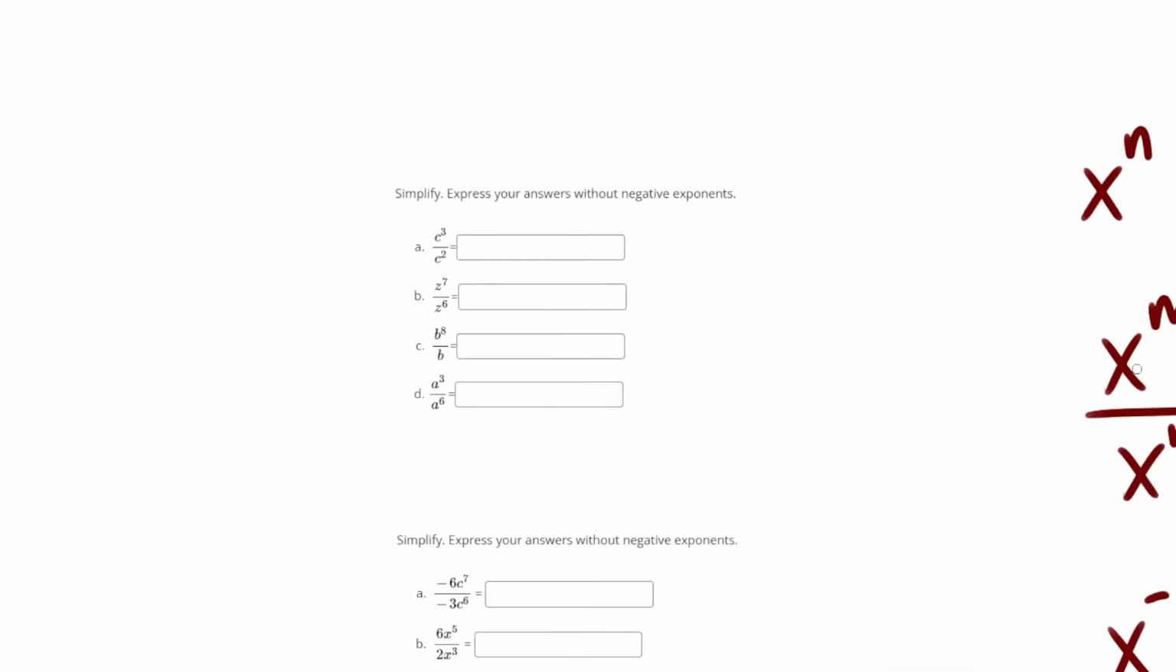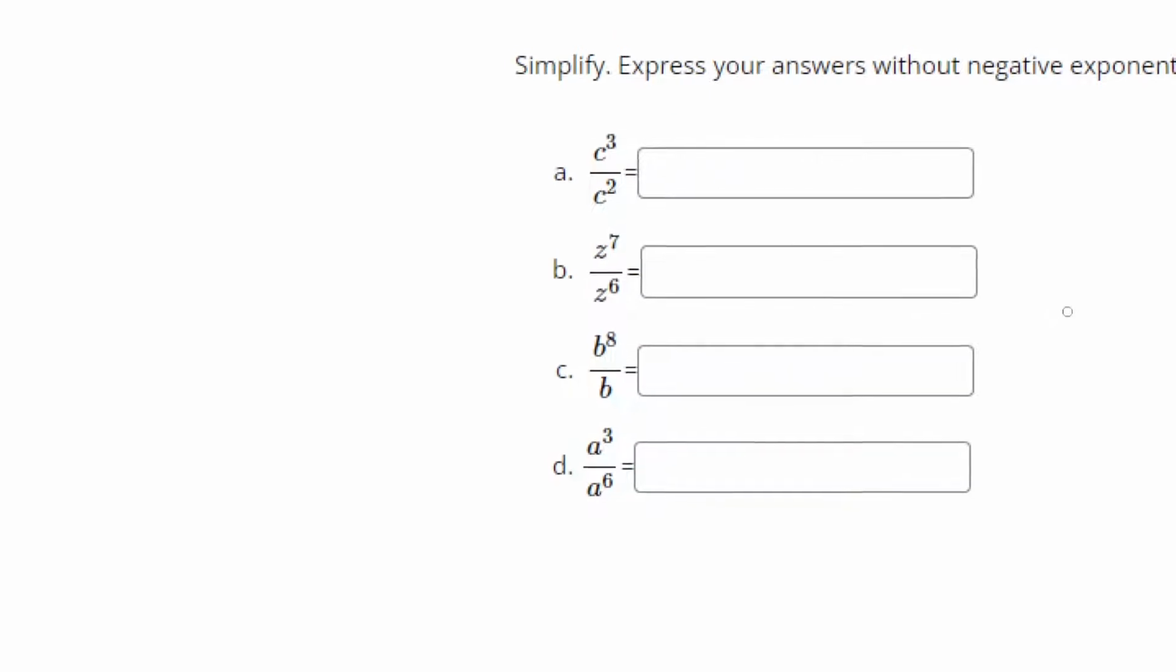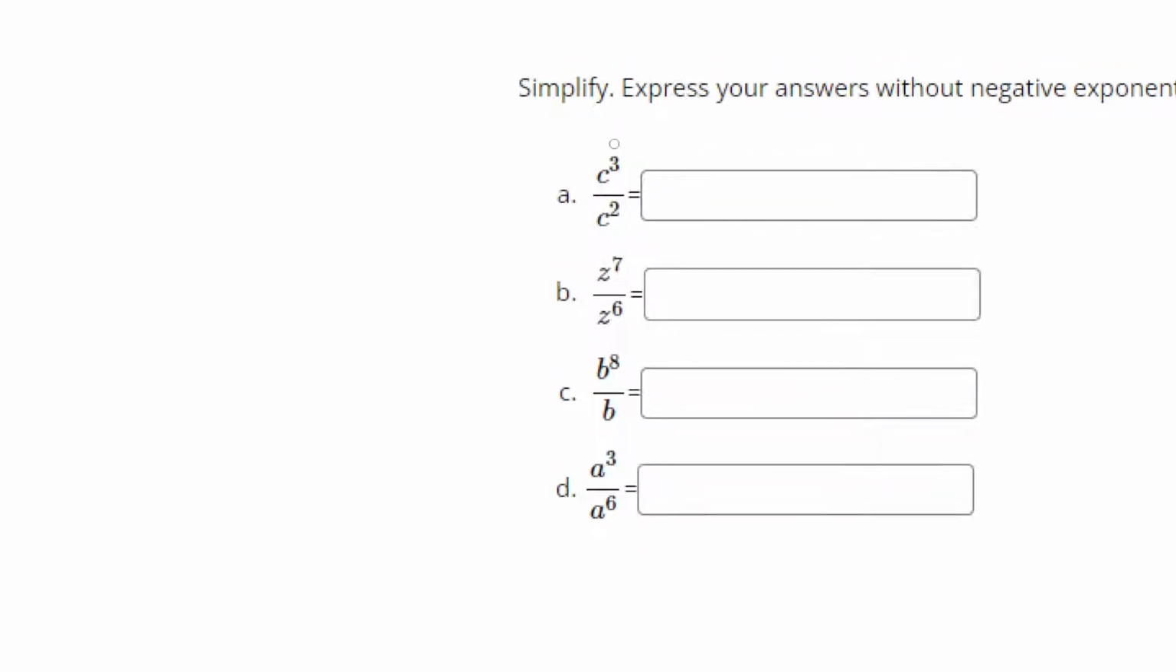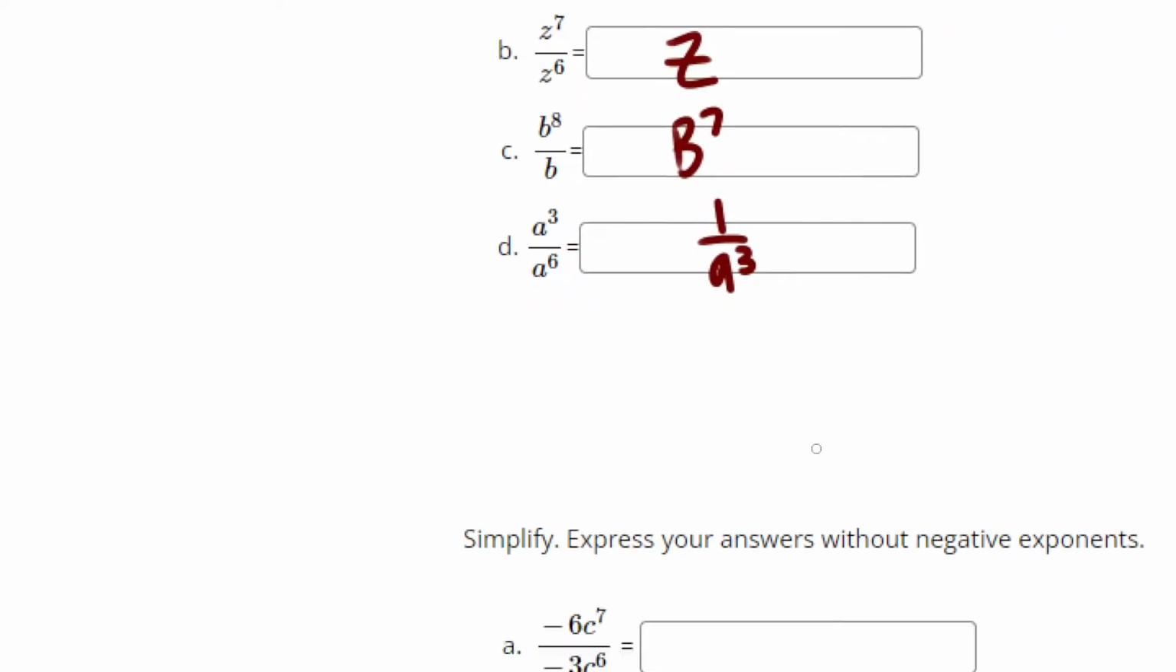Now what we can do is answer these first questions with that knowledge. This is really good review for division because you understand some of the rules that are involved. Here, this will turn into c. This will turn into z to the 1. This will turn into b to the 7th. This will turn into 1 over a to the 3, a cubed.